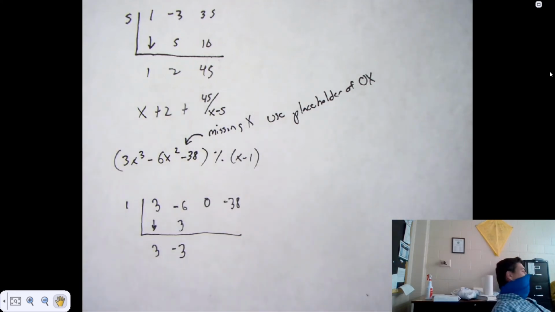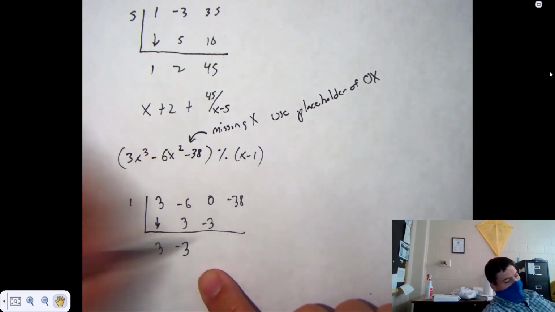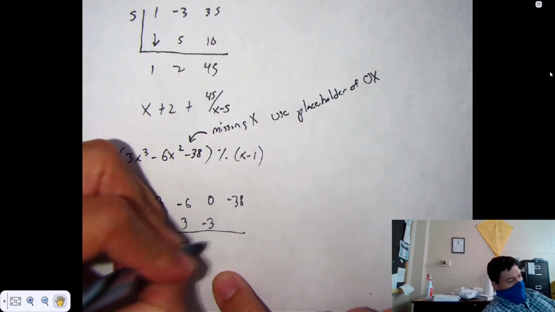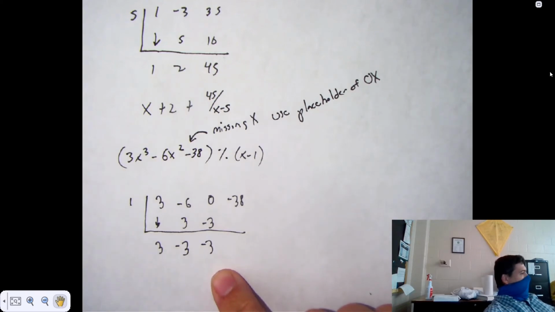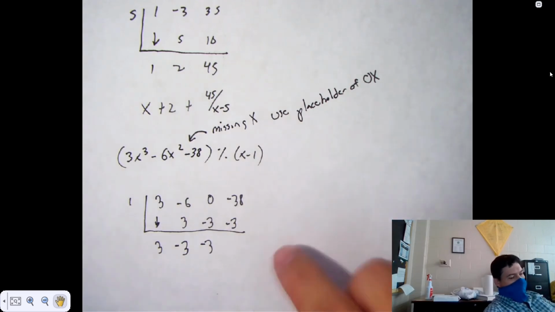Jaden, what do I do here? Multiply. What do you get when you multiply these two numbers? -3. Then you add. And then you do what one more time? Multiply. I guess I need to have y'all do another one of these. Then you add.